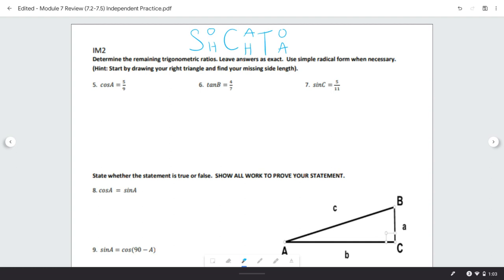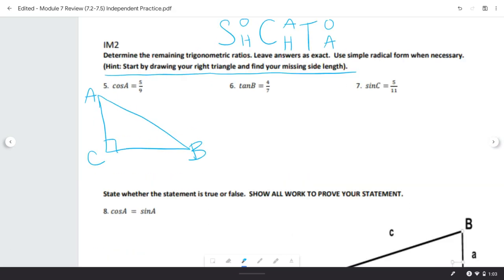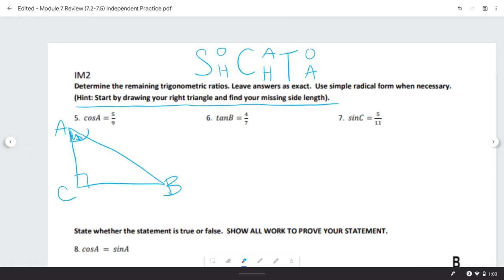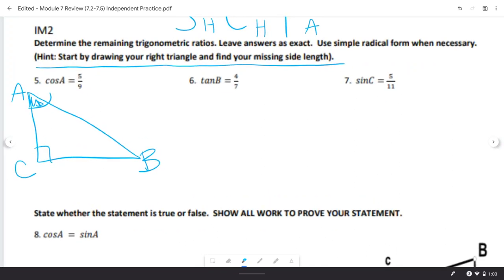So the first thing you want to do, it says hint, start by drawing your right triangle and find your missing side length. So let's go ahead and start with that. So I've got A, B, and C. And I've got cosine of A. So I'm looking at this angle, and cosine is A over H. So adjacent means that it's touching that angle. So this side right here is actually touching that angle. And it has to be over the hypotenuse, and so we're looking for this side over here.